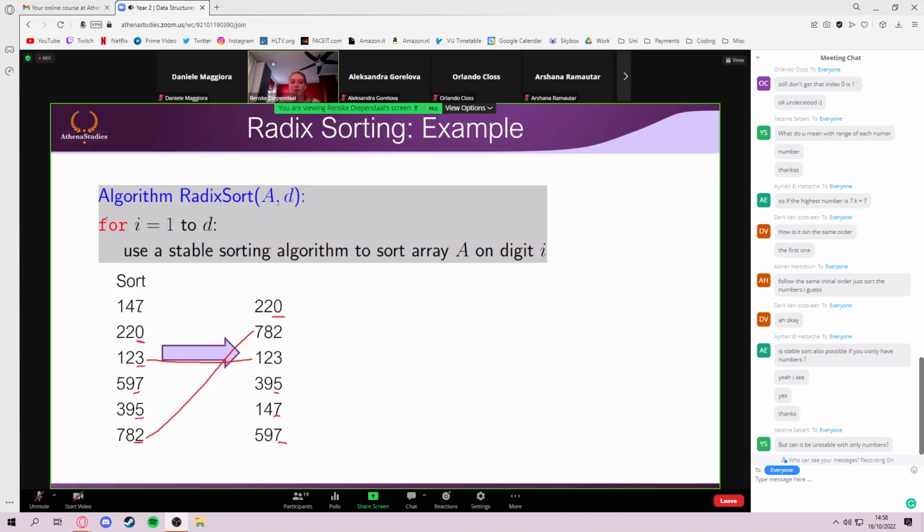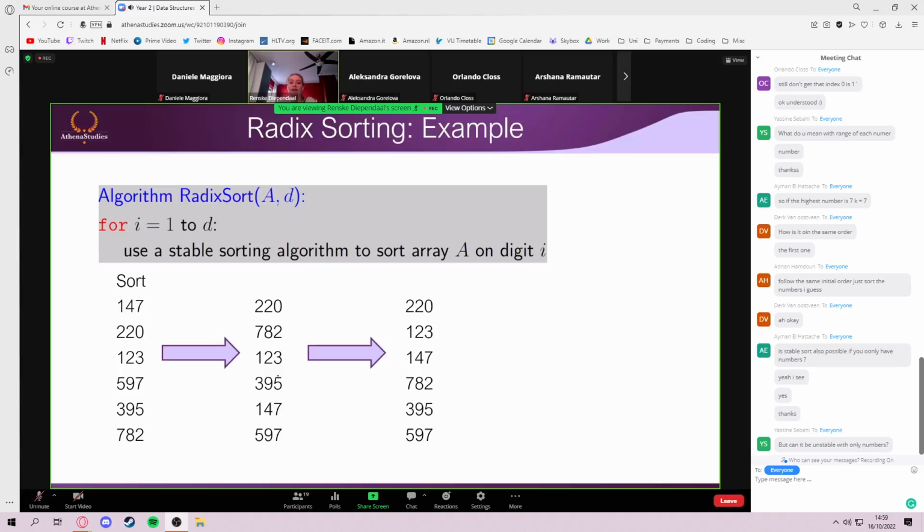So remember, we had a stable sorting algorithm. So now we're focusing only on the 7. But this one occurs before this one. So in our next part, we'll also have 147 before 597. Okay, so this is sorted for just the first digit.